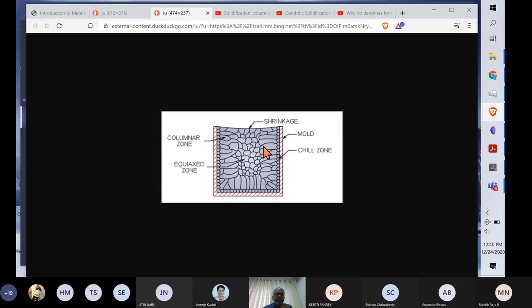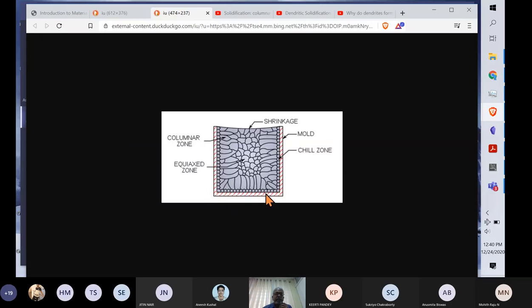So in the case of castings, for example, this is a mold, and you have poured the liquid into it. And since the mold is the coldest place right at the beginning, that is where lots of grains are formed very quickly. And they all have all kinds of orientations, and they are called the equiaxed zone. So right at the mold wall.